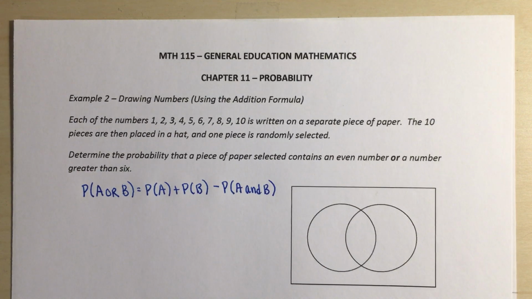All right, so in this particular example, we are given some information. Each of the numbers 1 through 10 is written on a separate piece of paper. The 10 pieces are then placed in a hat and one piece is randomly selected. Determine the probability that the piece of paper selected contains an even number or a number greater than 6. We're going to start by writing out our Venn diagram.